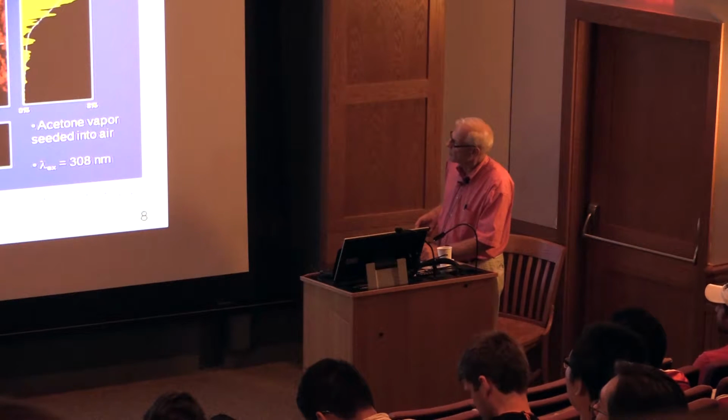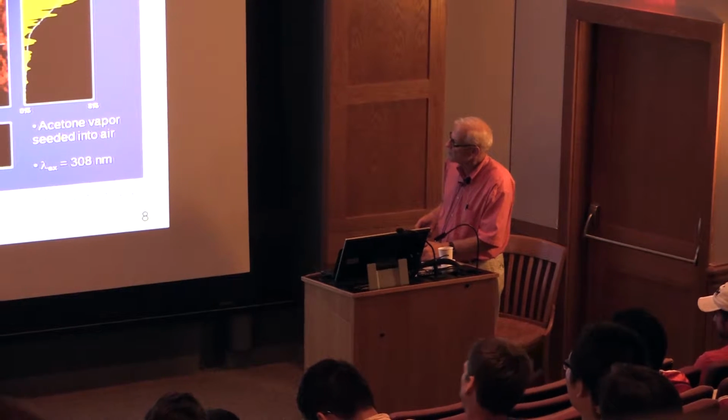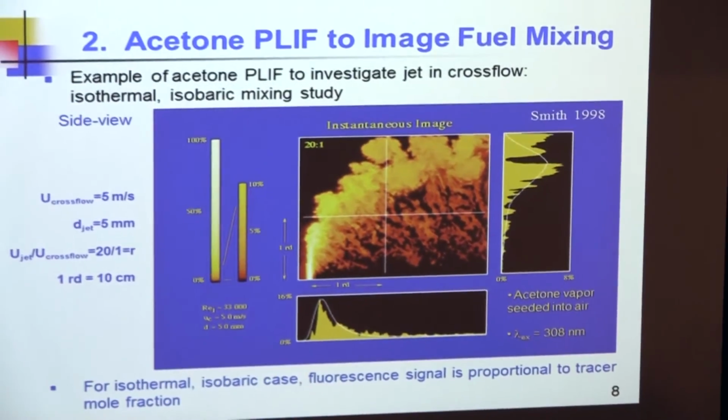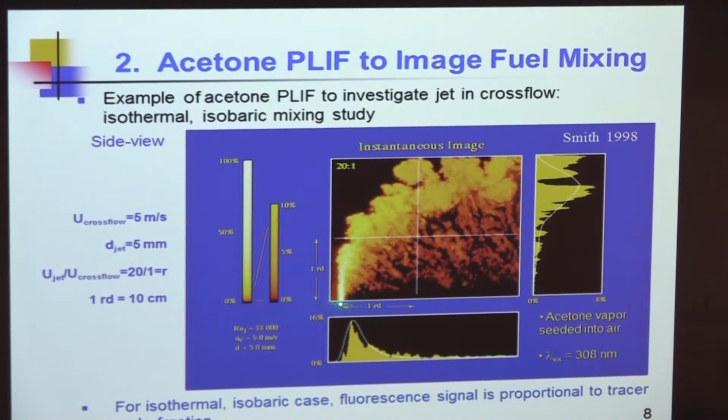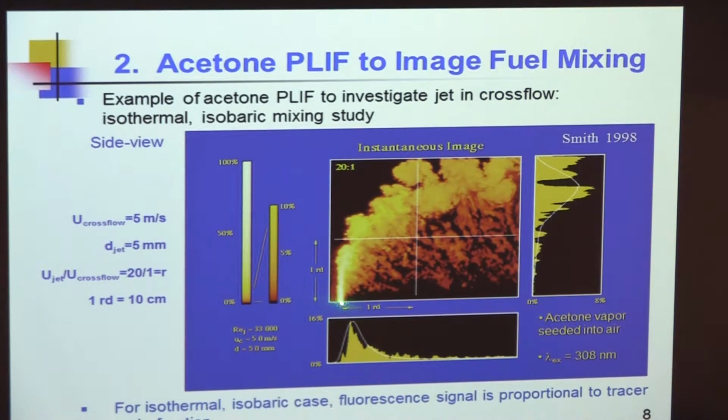So I'm going to show you some really great results that were done by a student named Scott Smith. He was interested in the jet in crossflow. So here's our jet of acetone-seeded nitrogen, I think it was, or air, I can't remember now. Wouldn't make any difference. So we have the jet going into a crossflow. The jet velocity is 20 times the crossflow, 20 to 1. So here's a case where the jet velocity is 20 times that of the crossflow.